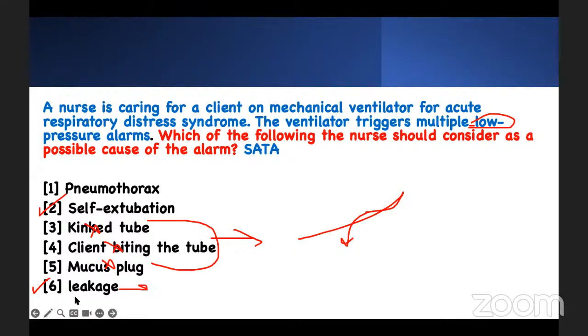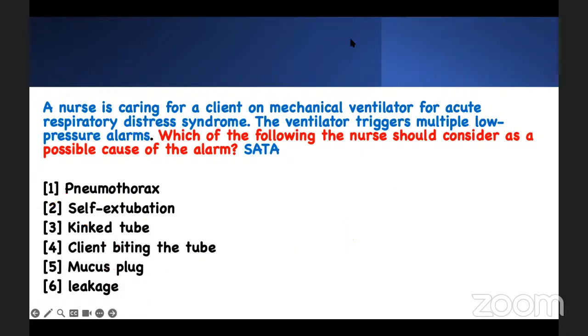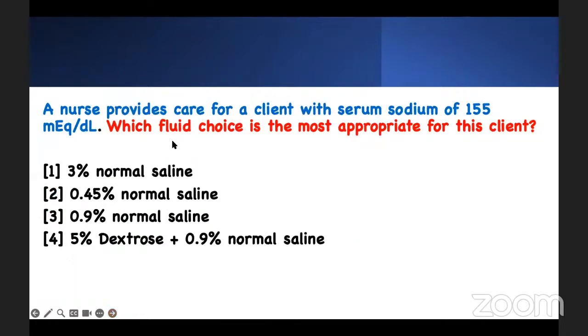The rest all generate high pressure. This is test taking strategy: paying attention and knowing what the question is asking you. Don't just answer them, right? Same thing, test taking strategy. Which fluid choice is the most appropriate for this patient? Let's provide care for a client with serum sodium of 155 milliequivalents per deciliter.